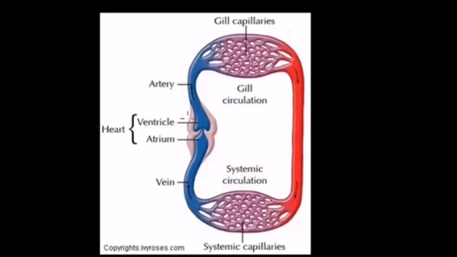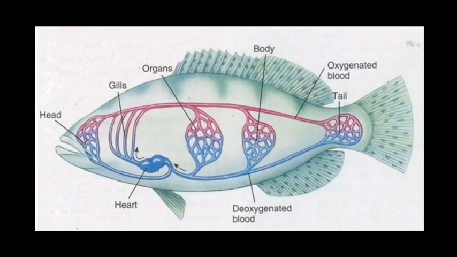Okay. In case of fishes, single circulation takes place. The fishes are cold-blooded animals and they have a 2-chambered heart, one atrium and one ventricle. The atrium receives deoxygenated blood from all parts of the body and passes it to the ventricle. And the ventricle pumps this blood out from the heart to the gills. In the gills, the blood gets oxygenated and distributed to all parts of the body.